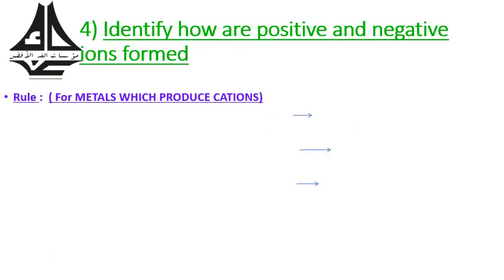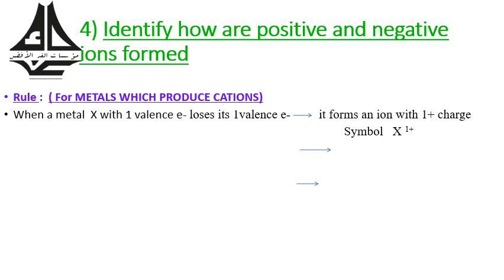Rule for metals which produce cations. Here we have an atom which produces monoatomic cations. When a metal X with one valence electron loses its one valence electron, it forms an ion with 1+ charge. If you remember, the symbol is simply X^1+, like Na+, for example.